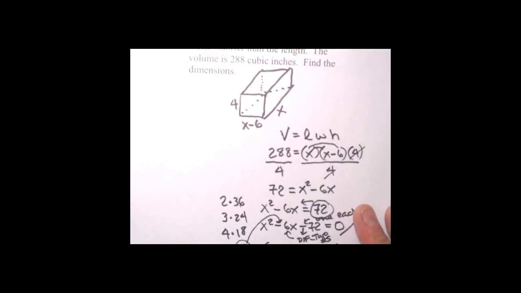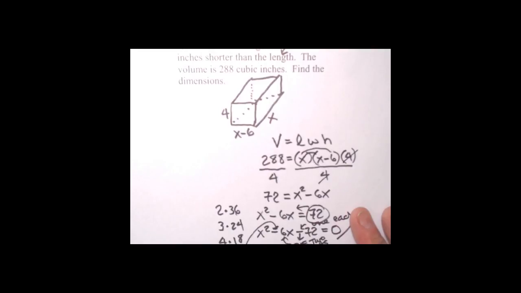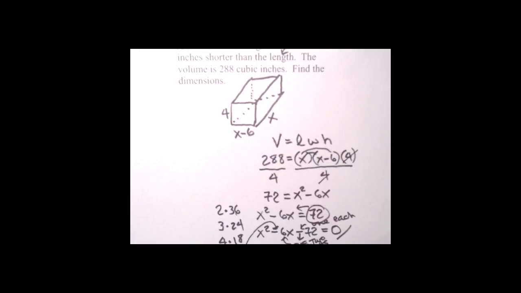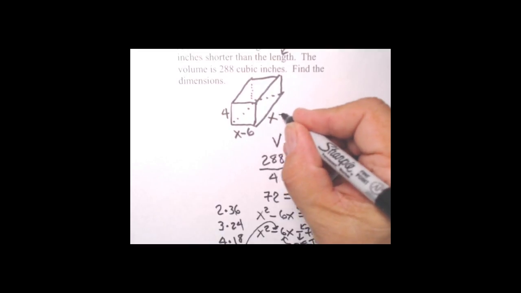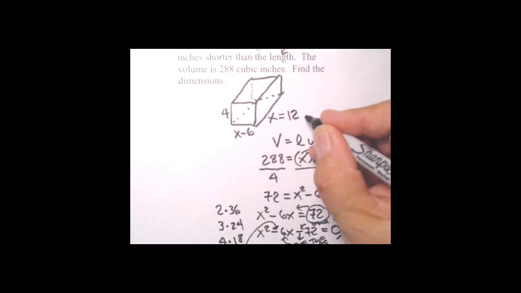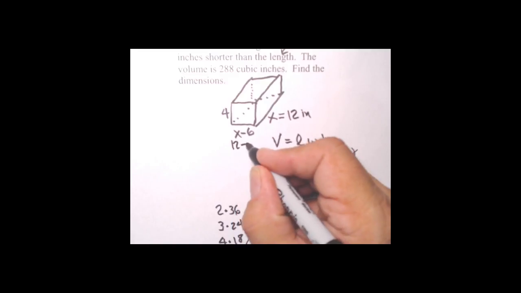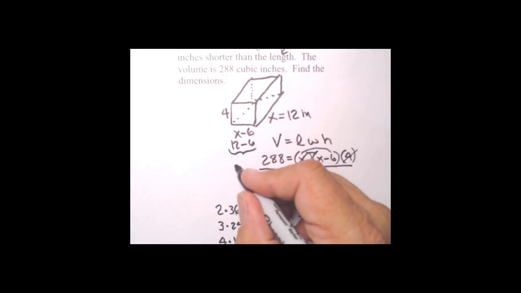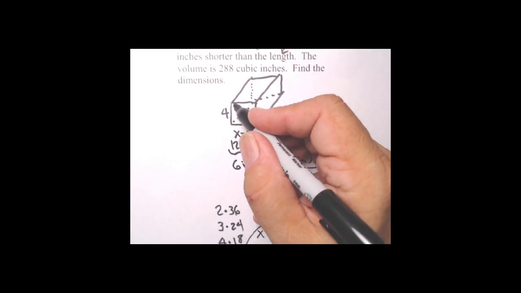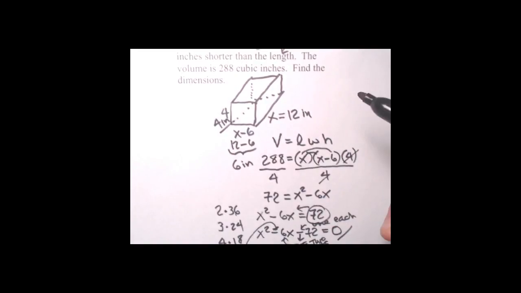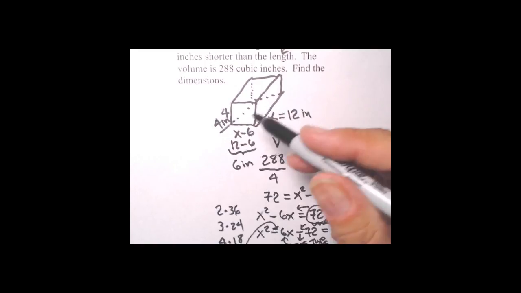Okay, if that's the case, let's go back up above here, and what we'll do now is list all the values. Remember, it said find the dimensions. Don't just stop with x equals 12, because you've got to give all three of them. Okay, so if x equals 12, then that means the length is 12, and remember, it's all in inches. The width is going to be 12 minus 6, okay, and that gives you 6 inches. And of course, remember, they gave us the height, which was 4 inches. Well, okay, let's see if this works. We got to take length times width times height.